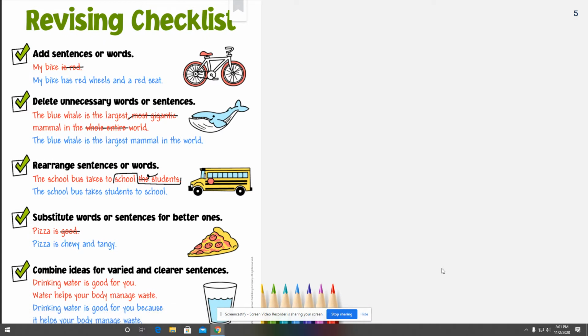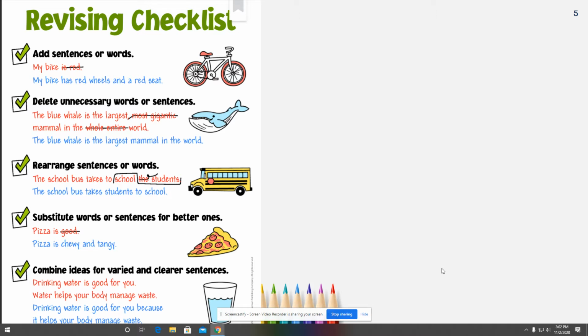All right, let's review the revision steps. You have learned that there are steps to revising. When revising, you should add sentences or words that can give more detail or add more information to your piece. Instead of saying, my bike is red, you can say, my bike has red wheels and a red seat. It makes the sentence more interesting and really points to the describing details for someone to picture that bike.